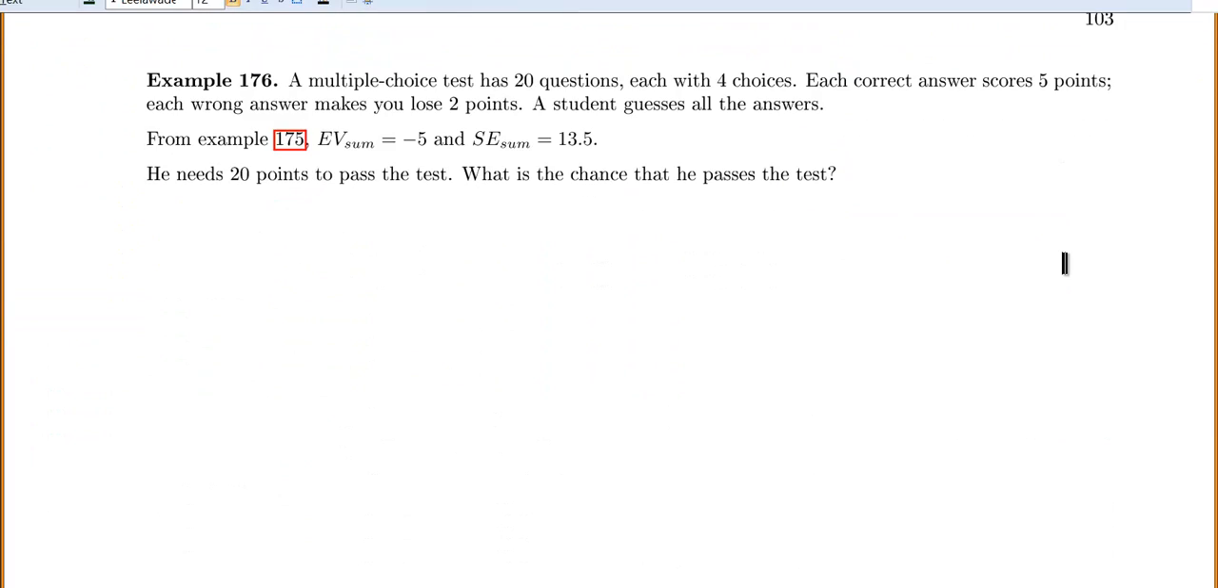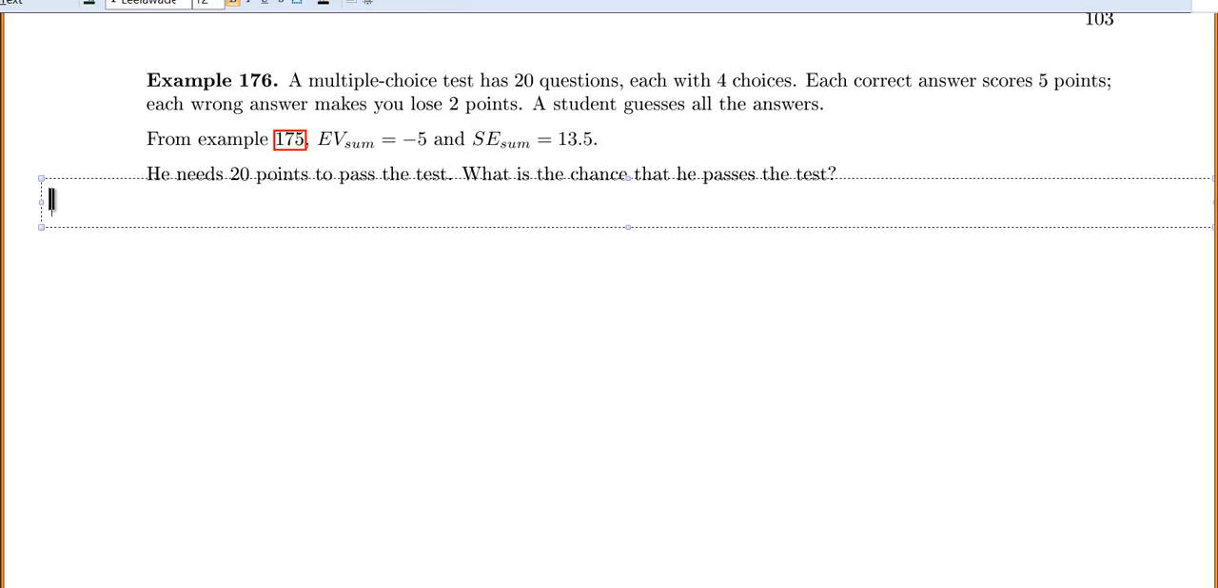So let's try our next one, example 176. A multiple choice test has 20 questions, each with 4 choices. Each correct answer scores 5 points. Each wrong answer makes you lose 2 points. The student guesses all the answers. From example 175, the expected sum is -5 and the standard error is 13.5. He needs 20 points to pass the test. What is the chance that he passes the test?